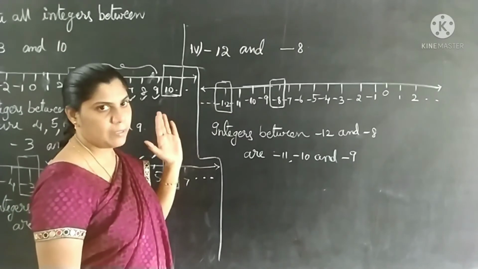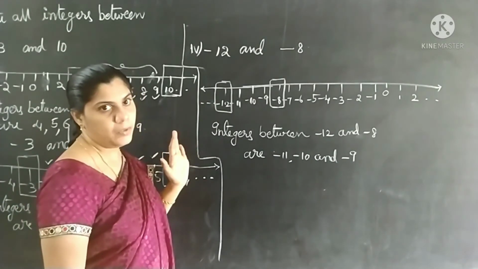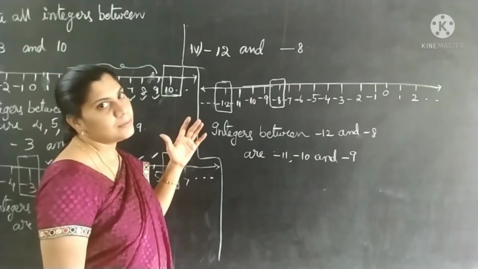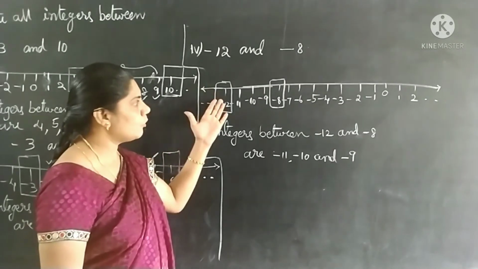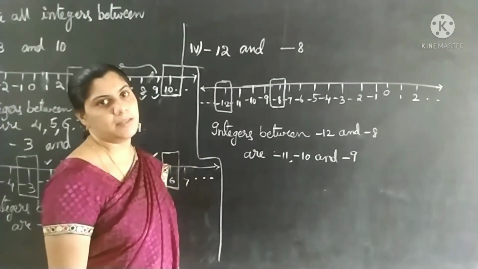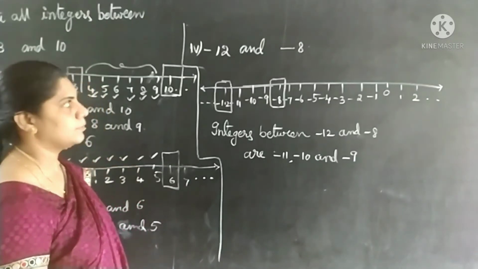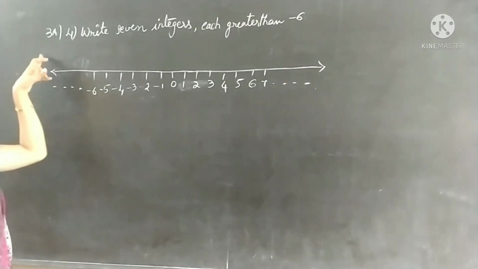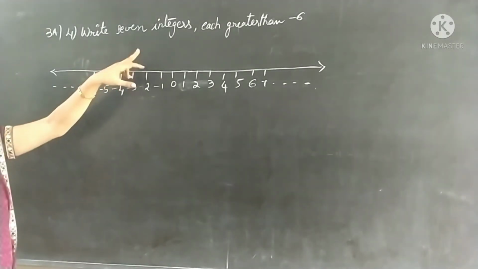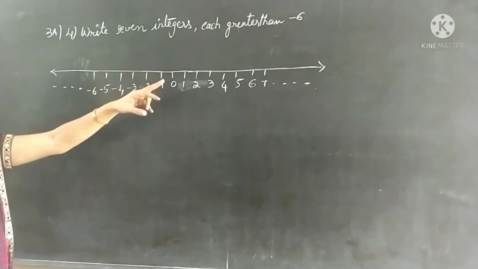This is how you have to show the numbers here. First, if you draw the number line, it will be easy for you. By practicing like this, you can write the numbers without drawing the number line also. Understood? Good. Now done. Next question, write 7 integers each greater than -6.